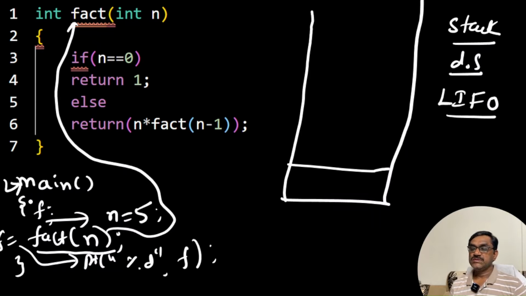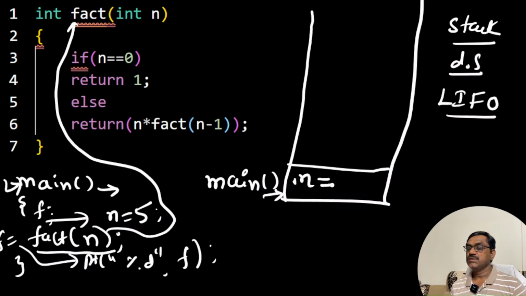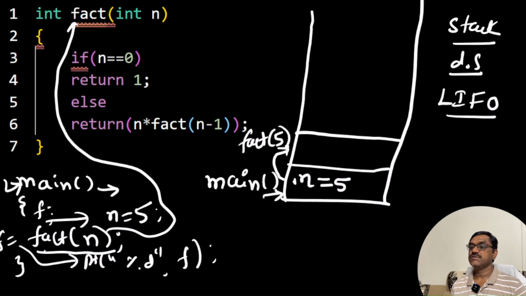Now, first, the execution starts from the main, right? When the execution of the main function is started, it is pushed onto the stack. So this I am writing, main. The main function is pushed onto the stack. Now, what are the variables in the main? The variable here is n. Assume that the n value is 5. Now, in the main, we are calling the factorial function. Now, we are entering into the next function, fact of n. What value are we passing? 5. Fact of 5.